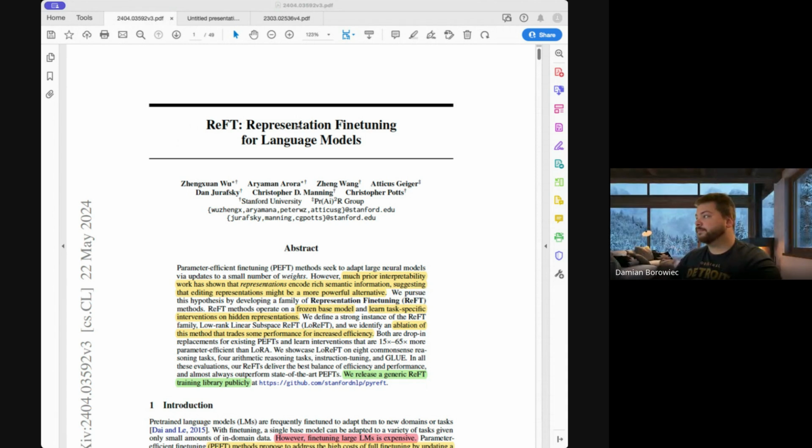Great. So welcome, everyone. Thank you very much for coming to this week's paper club. And today we'll talk about a paper called ReFT, or Representation Fine-Tuning for Large Language Models. This paper is by authors from Stanford, and it proposes a new parameter-efficient fine-tuning paradigm for large language models.